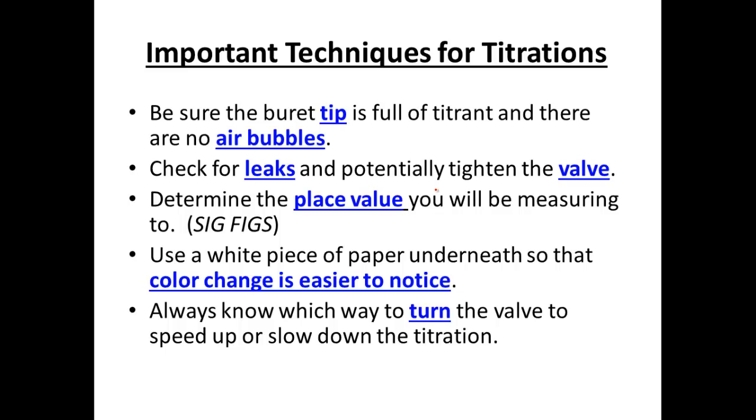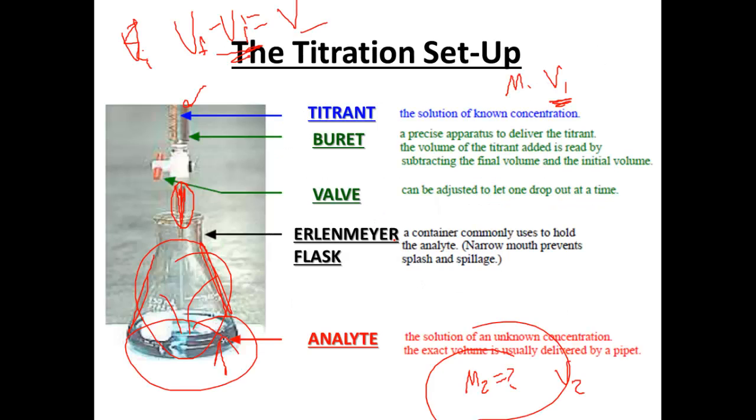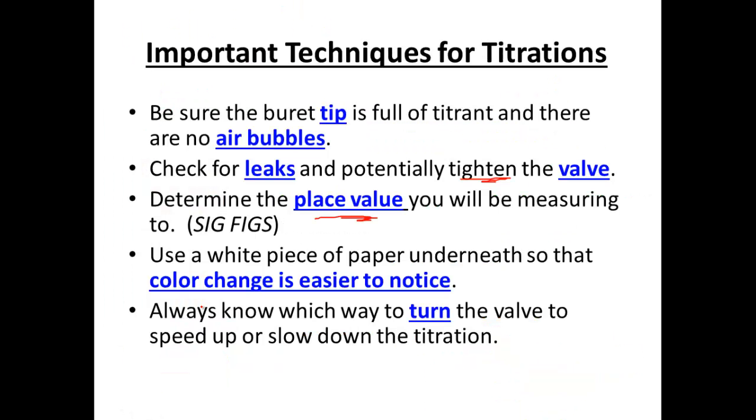Also check for leaks and make sure that valve is tightened. You want it tight, but not so tight you can't turn the valve. If it's too loose, things will leak around it. Make sure you check the place values on your burette. You need to know what these markings are on the side of your burette, because that helps you figure out how many sig figs of values we know for sure. Also, it's really useful if you put a white piece of paper underneath your Erlenmeyer flask. It helps you notice the color change better.